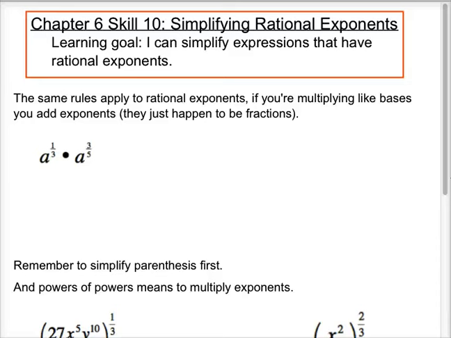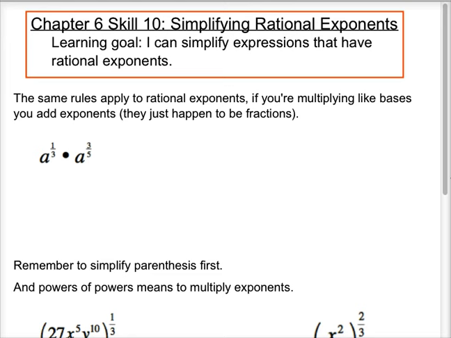Welcome back. In this lesson, we're going to use those skills we learned in the last section to help apply them to solving more complicated rational expressions. So, when you're dealing with exponents, the same rules apply to rational exponents as all the things you already know. The only difference is now they happen to be fractions.